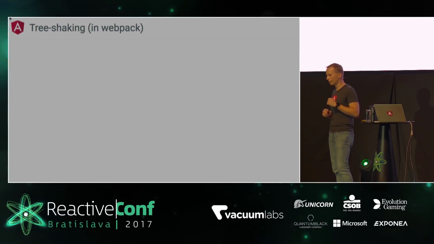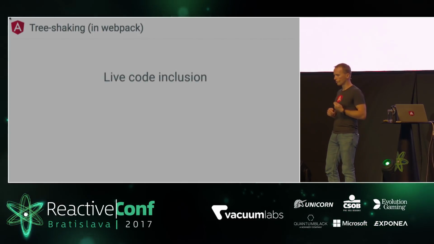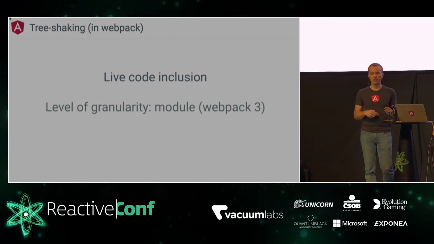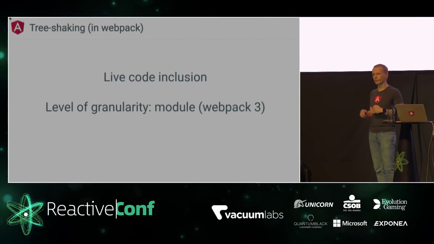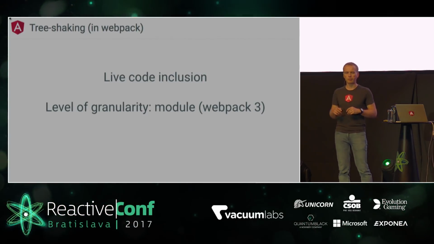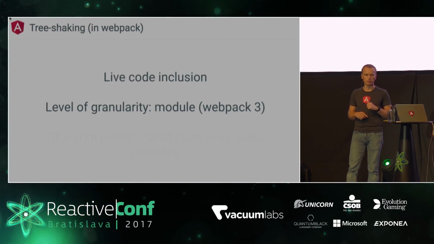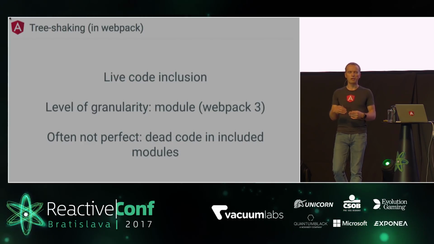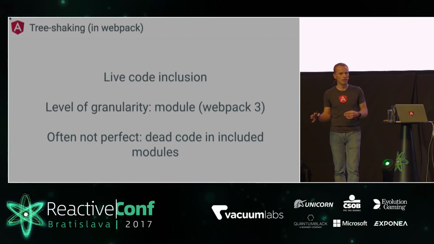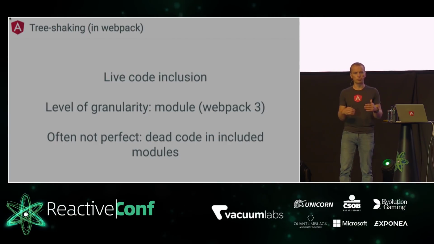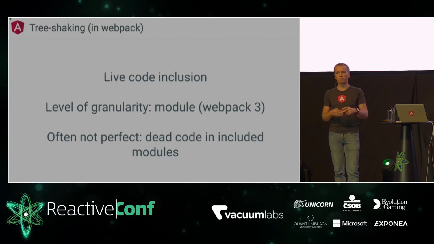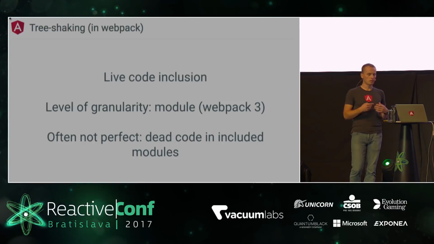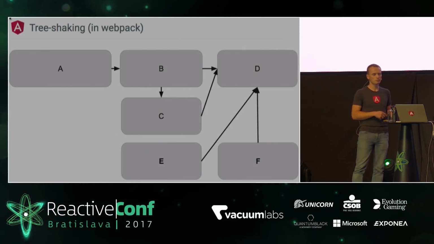OK, great. So let's look at what is happening in Webpack. Tree shaking in Webpack is really live code inclusion that is happening at the module level. The granularity is module level. This is how Webpack 3 works. This might change in a future version of Webpack, but this is how Webpack works today. The downside of this is that it will over-include stuff, because even if you have an import of a file that is not used, Webpack will bring it in. If you have a module from which you're using just one function, but the module contains 20 functions, Webpack will bring all 20 functions. Not very good, but this is why we have the second stage of optimization.